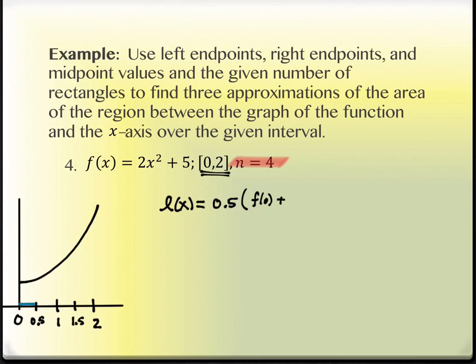And then I need every one after that of those hash marks I marked. So f of 0.5, f of 1, and the last one is f of 1.5. Again, notice I don't need f of 2 because the interval from 1.5 to 2 has the left-hand endpoint as its height, which is the height at 1.5.